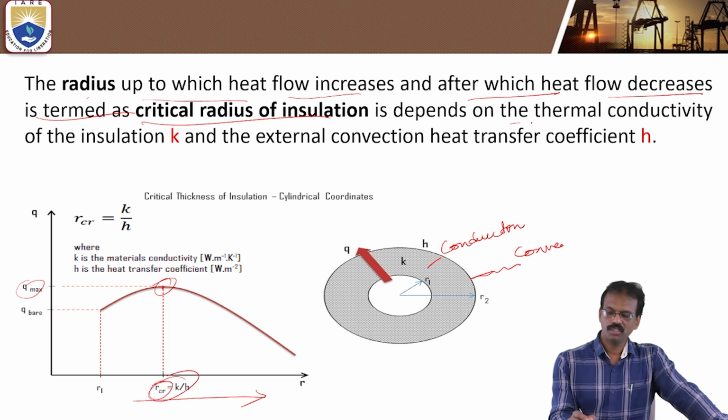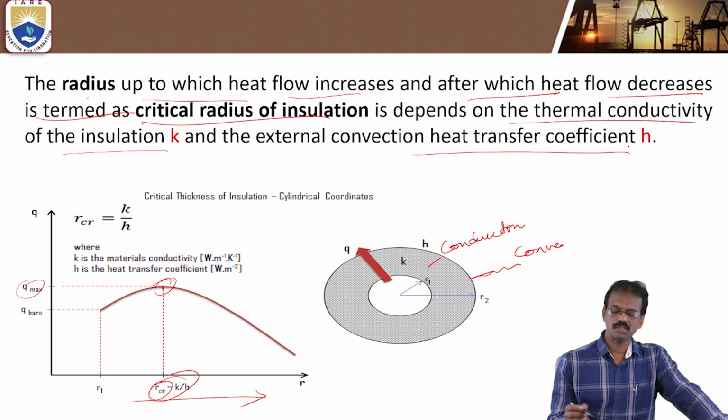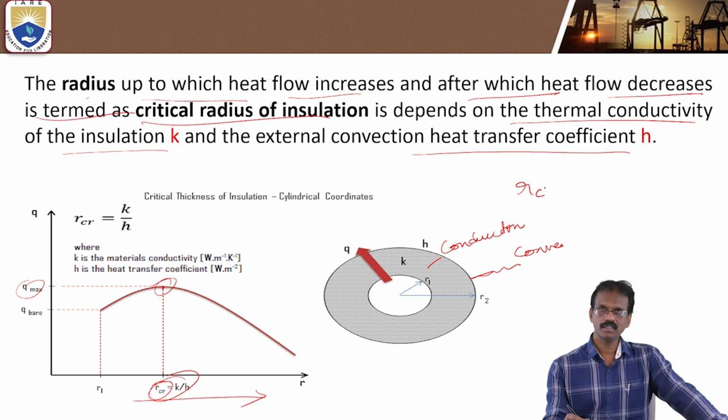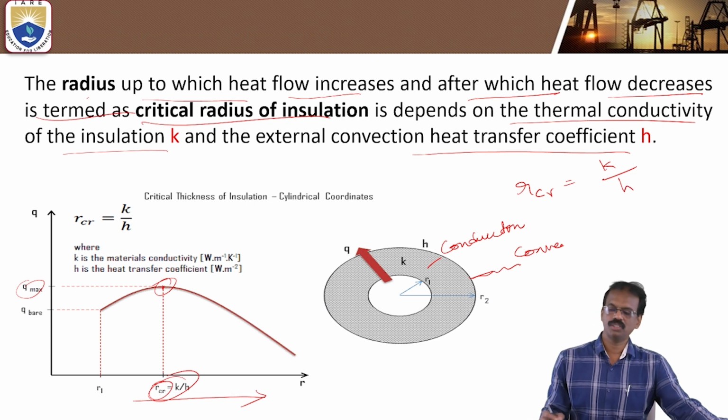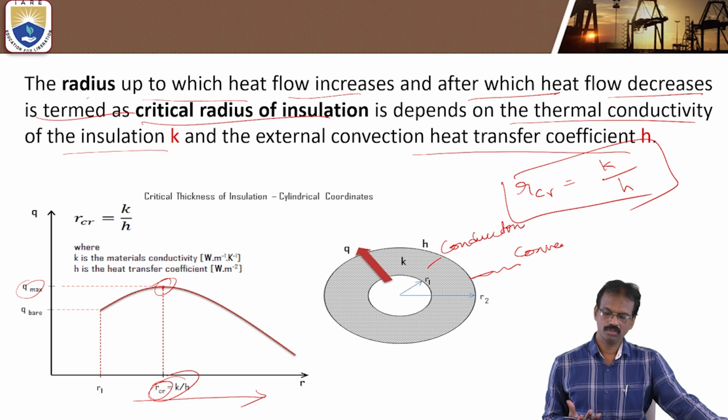It depends upon the thermal conductivity of the insulation k and the convection heat transfer coefficient h. The final formula is: critical radius of insulation R3 is equal to thermal conductivity k by heat transfer coefficient h. This is the formula. We will derive this one. How do we get this?